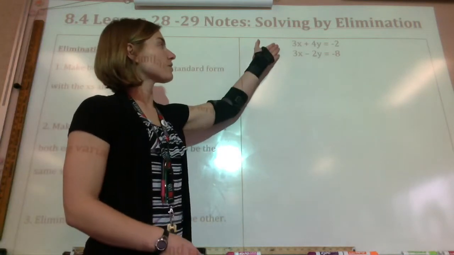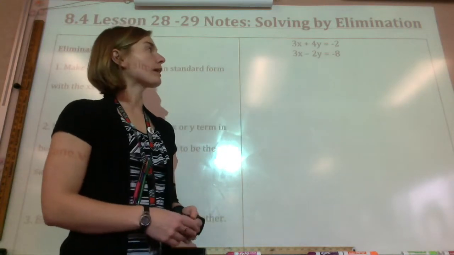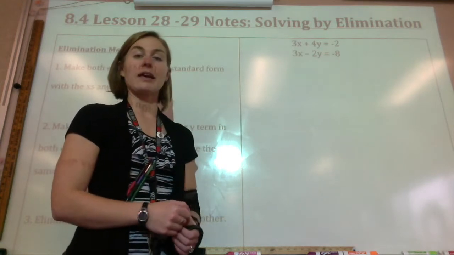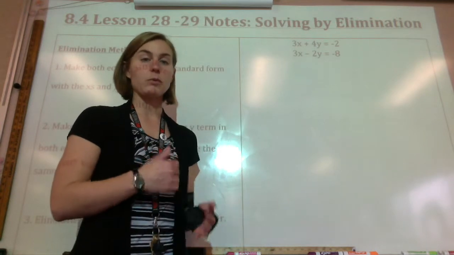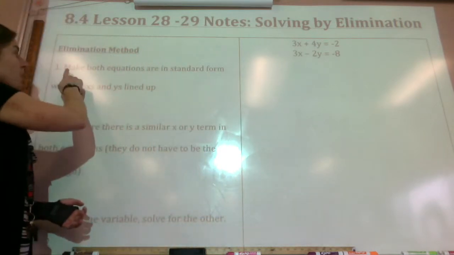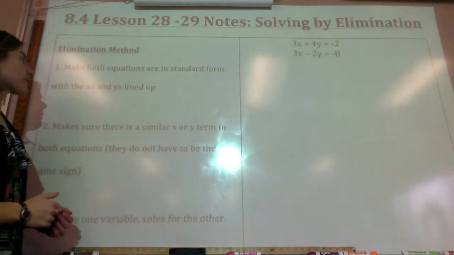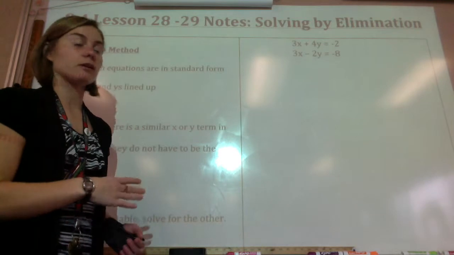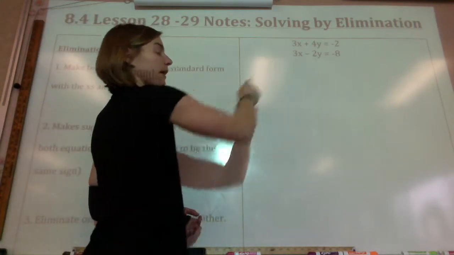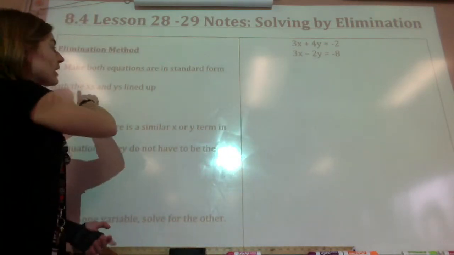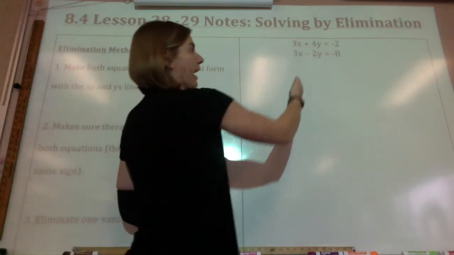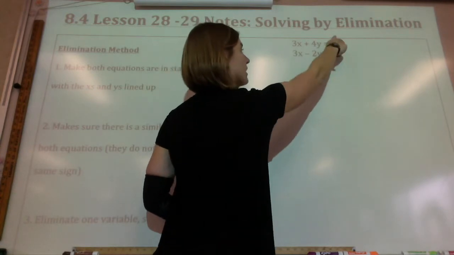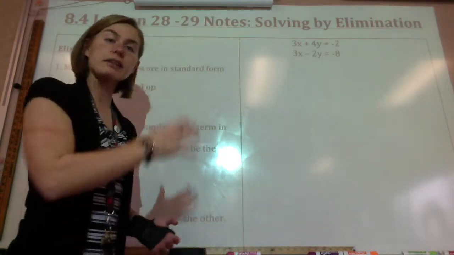So we have this system right here, 3x plus 4y equals negative 2, and 3x minus 2y equals negative 8. So let's go ahead and look through the steps and see what we need to do. Step 1 says make sure both equations are in standard form with the x's and y's lined up. Well, standard form means that both x and y are on one side, so both of them are like that, so that's good. And then it also said we have to have the x's and y's lined up, so we need to have the x's in a line, the y's in a line. We want the equal signs and everything else also in a line. So we want everything to line up.